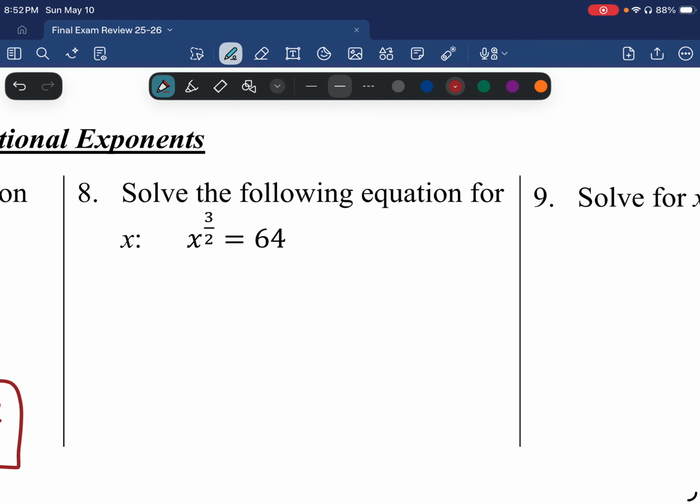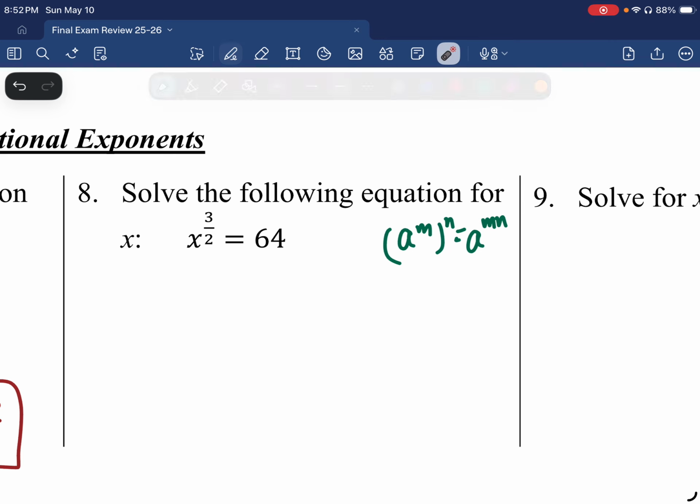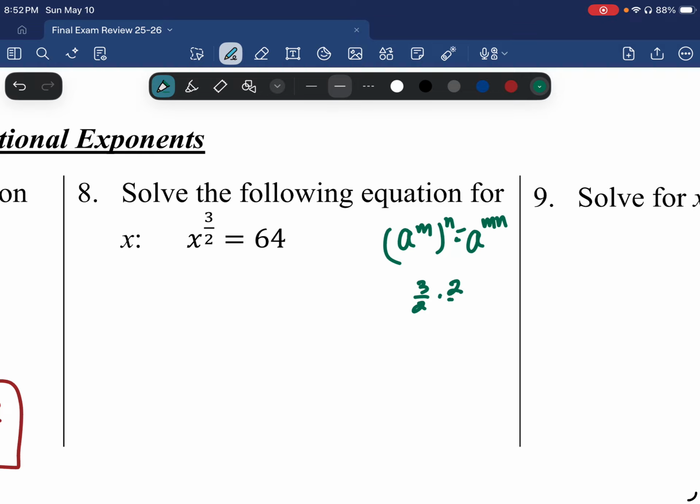Number 8, solve the following equation for x. We already have the base that the exponent is affecting isolated. We simply need to undo the 3/2 power. If we remember our exponent rules, power of a power, that means these would multiply. I can be strategic and raise both sides to a power so that this occurs over here, and I can get rid of this by making it into a 1. So 3 over 2 times the reciprocal is going to result in a 1. So we want to raise both sides of the equation to the reciprocal of the power.